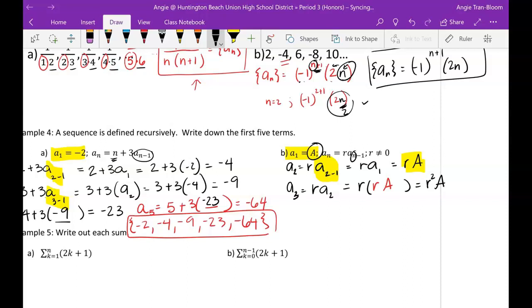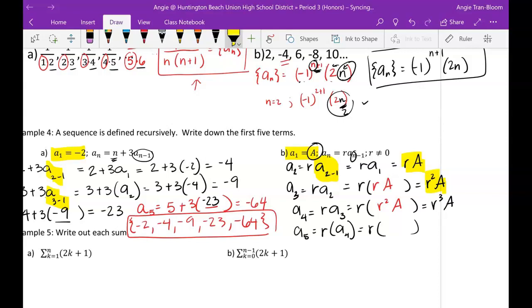Then I'm going to do the same thing for a subscript 4. A subscript 4 is going to be r times the previous term. Well, the previous answer is this one right here, so that's where that's going to go, r squared times a. This one is easy to see a pattern where this is going, but it's not all the time that you're able to do that, okay? And then the next one, I'm going to do the same thing. A subscript 5 equals r times the previous one, and the previous answer is this one right here. I'll use red to fill that in, so that way you can see where that's coming from. So this answer is going to be r to the 4th times a.